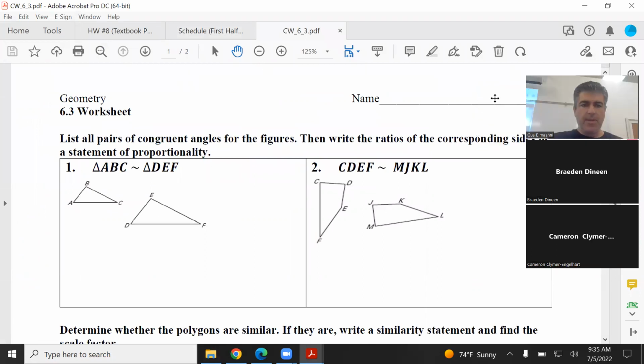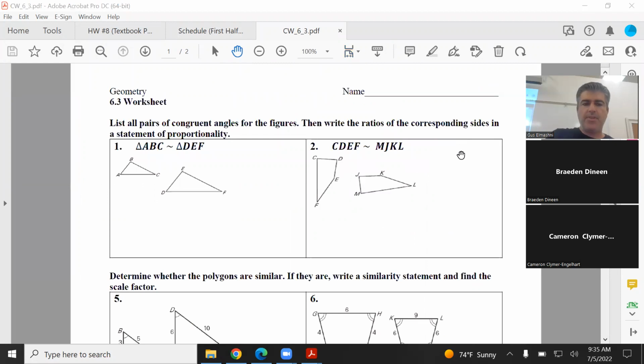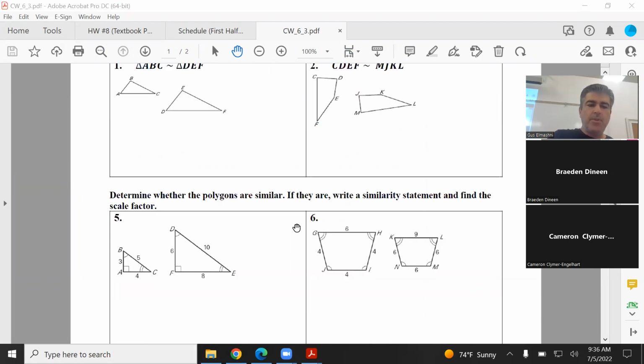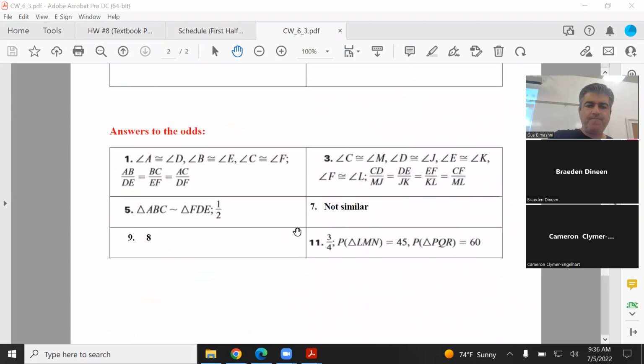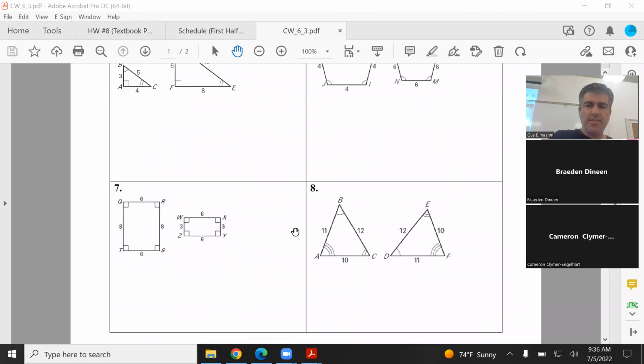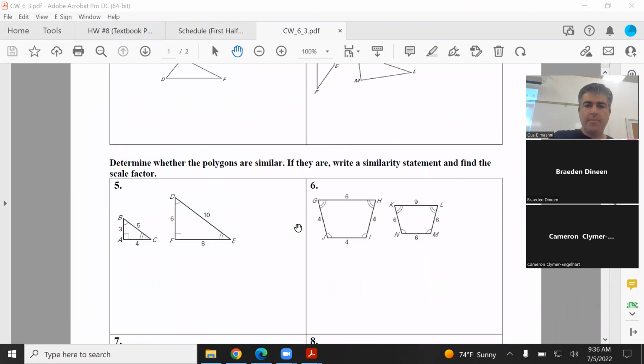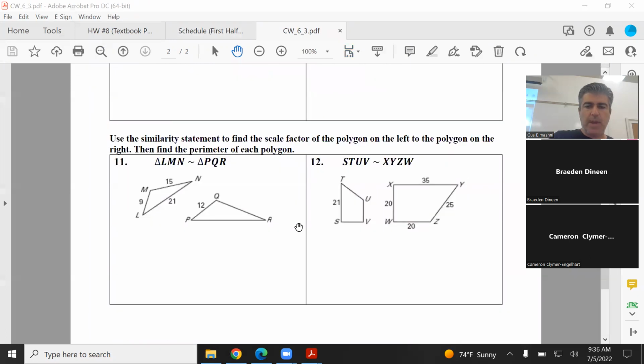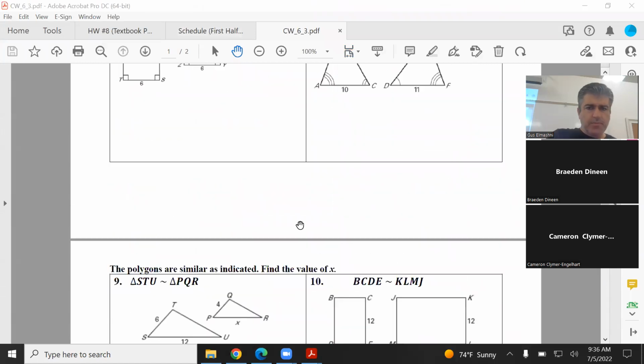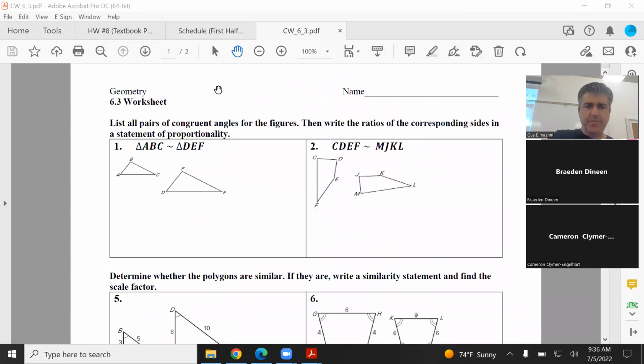We're still recording, great. Okay, so here you're asked to list all pairs of congruent angles for the figures. Then write the ratios according to corresponding sides and a statement of proportionality. I'm going to do the odds, then have you guys try the evens after I finish, just to get some practice on your own. Pretty short, shouldn't take too long.